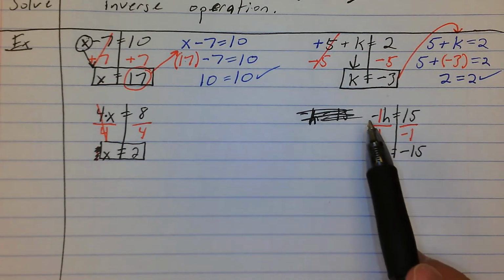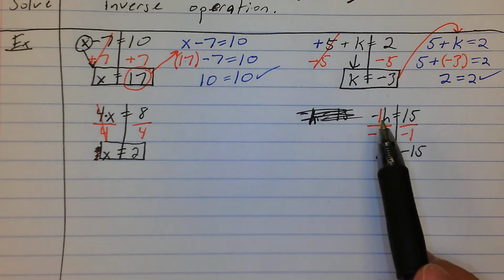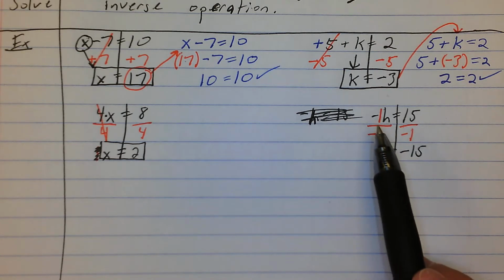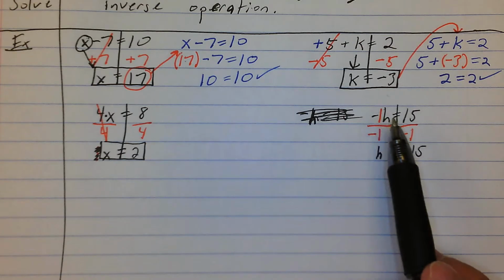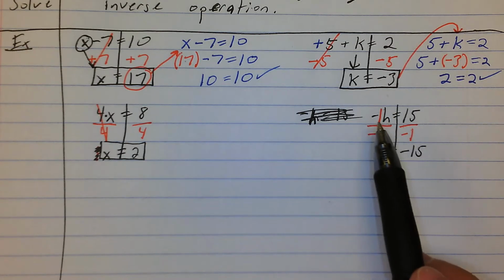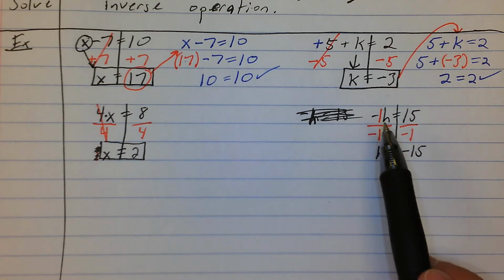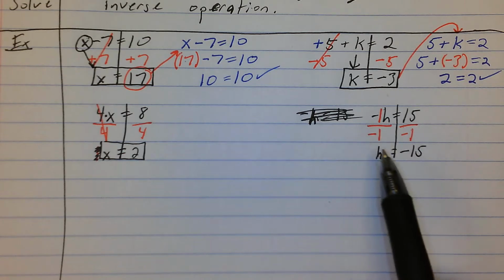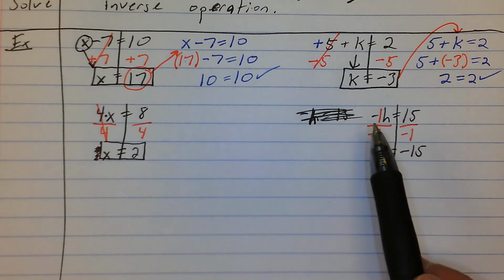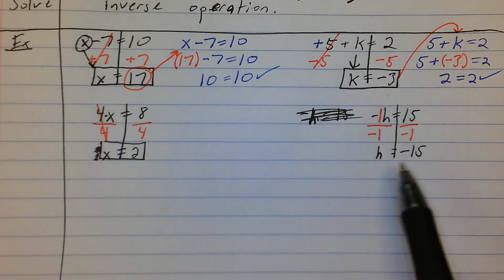So if you ever have a negative sign in front of a variable, to get rid of it, you need to divide it, and if it's just a negative sign and there's nothing else in front, it's just negative h or negative x or negative whatever, you divide it by a negative 1 to get rid of the negative sign in front. Alright? This is no different.